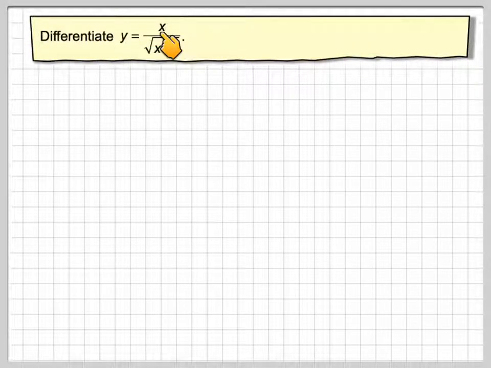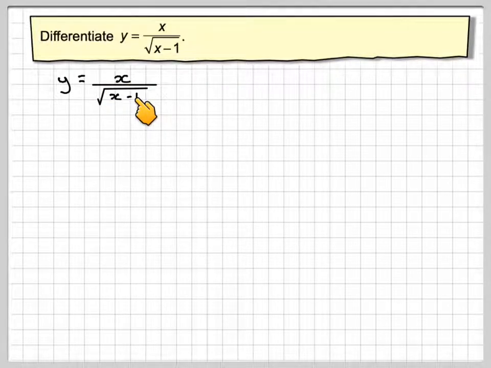Differentiate y is equal to x over the square root of x minus 1. So what we've got is y is equal to x over the square root of x minus 1. So this is type u over v, so we have to use what's known as the quotient rule.